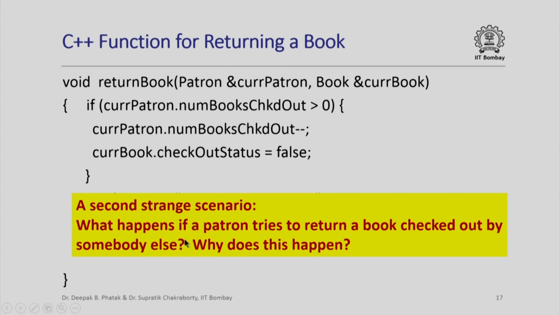What if a patron is trying to return a book that she has not checked out but somebody else has checked out? It looks like our function return book would basically reduce the numbooks checked out count for current patron, even though she is returning a book checked out by some other patron. And once again I would encourage you to think, why does this happen? We will address this soon in a few slides.